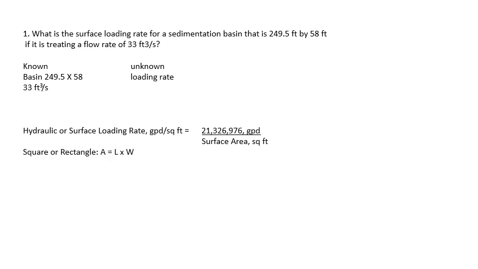Go ahead and plug your gallons per day into your formula. Now we need to find surface area in square feet. Well, the surface area for a rectangle is length times width. You have 249.5 feet times 58 feet. Leaves you with 14,471 square feet. Plug that into your formula. Do some division. You get a hydraulic or surface loading rate of 1,474 gallons per day per square foot.